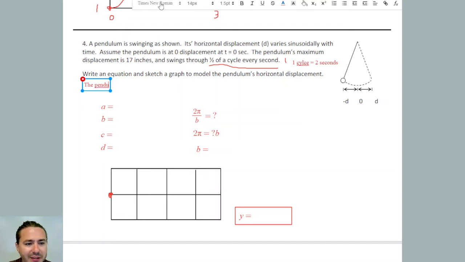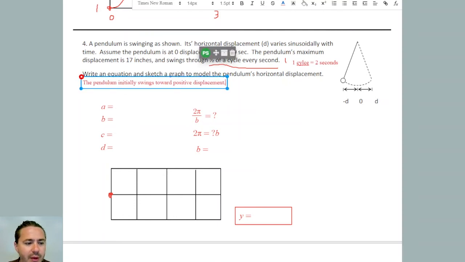Can I spell pendulum? Oh, come on. Initially swings toward positive displacement. Positive displacement. So without that information, in other words, what I'm trying to say here is it's going to go up to the positive displacement before coming back. It doesn't really, nowhere in here, unless I'm just totally missing it, but I don't see where it says which way it's going to swing.